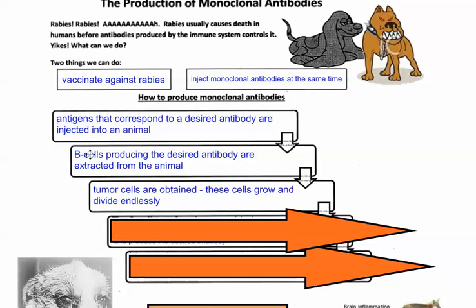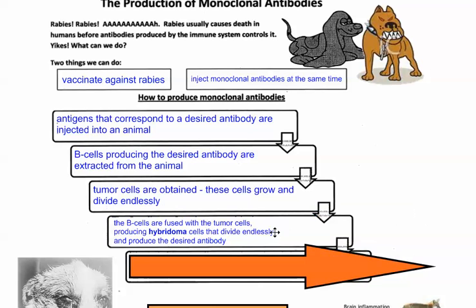We now take these B cells and we're actually going to combine them with some tumor cells that can just grow and divide endlessly. So when they're combined together, we call them hybridoma cells. So the B cells are fused with tumor cells. So we've got a cell that produces the correct type of antibody, and we've got cells that can divide endlessly. We combine them together to make a supercell called a hybridoma cell. And what do we get? We get a never-ending clone of cells that are producing the correct antibodies that are actually able to identify the rabies antigens.